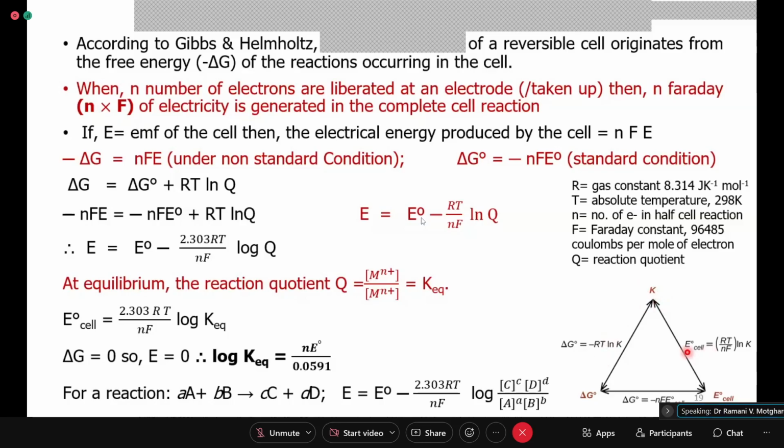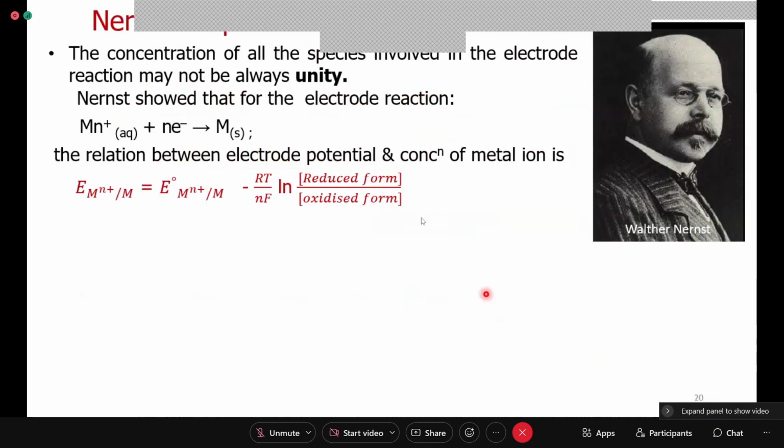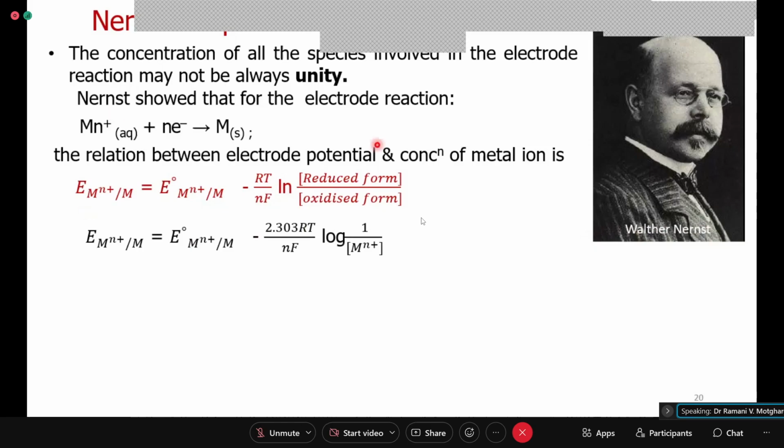So we find that E naught cell is equal to RT by nF ln K, and delta G naught is equal to minus nF E naught cell, and delta G naught is equal to minus RT ln K. Okay. So it was Nernst who correlated the EMF of the cell with the concentration of your analyte solution or the electrolyte solution.